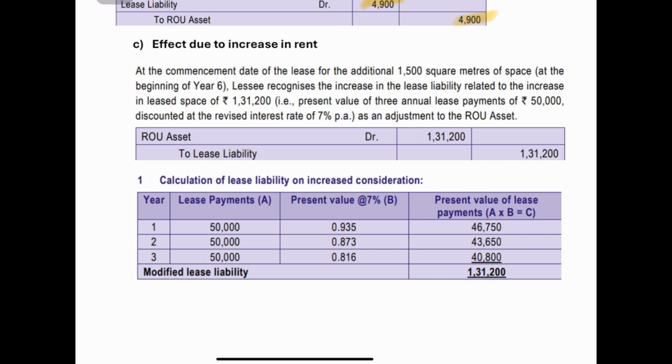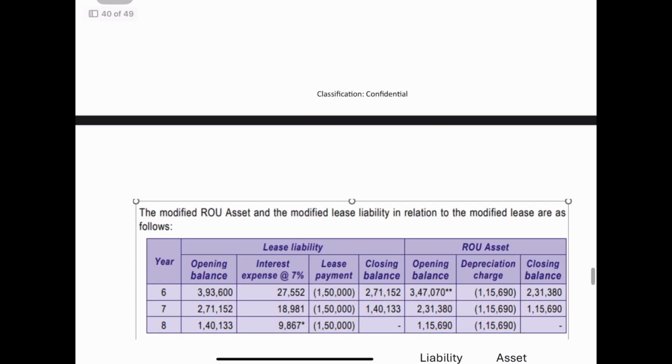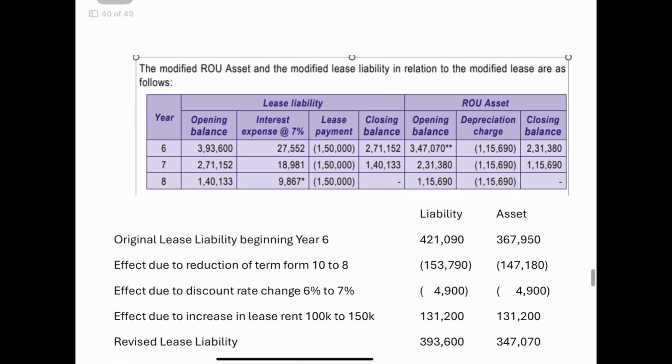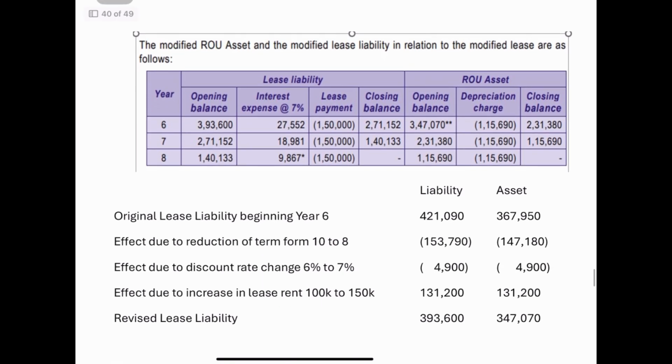Okay, then you have to calculate the effect due to the increase in rent. Rent is increased from 100,000 to 150,000. So for the 50,000 rupees increase, if you calculate at 7%, you will get a present value of 131,200. For this 131,200, you have to calculate the additional ROU asset and liability by debiting ROU asset 131,200 and crediting ROU liability by 131,200. Okay. So this is how your closing balance will work out.